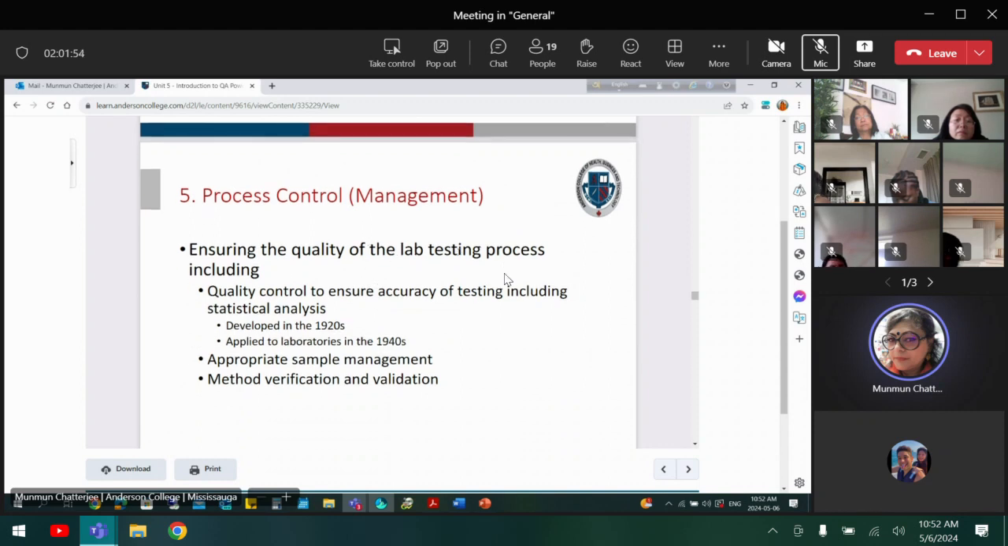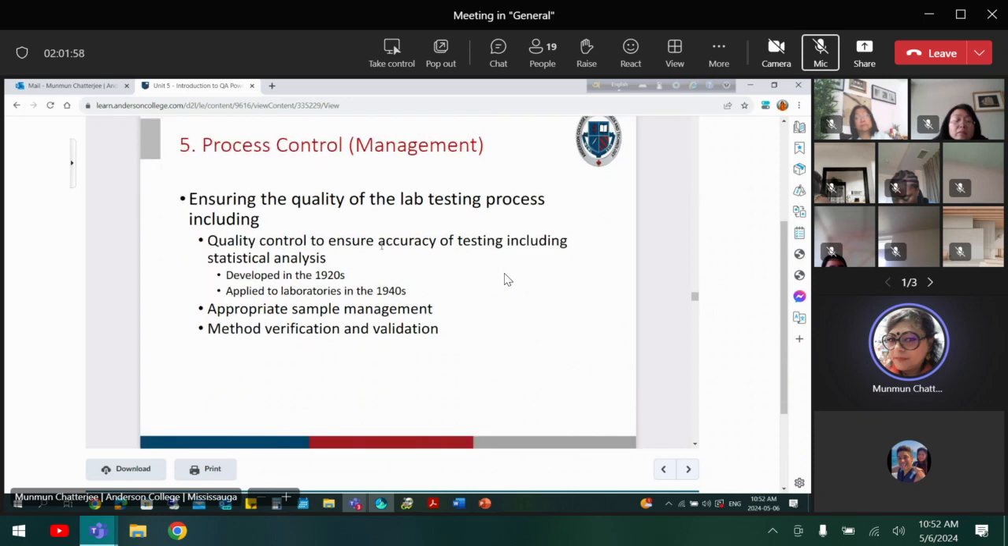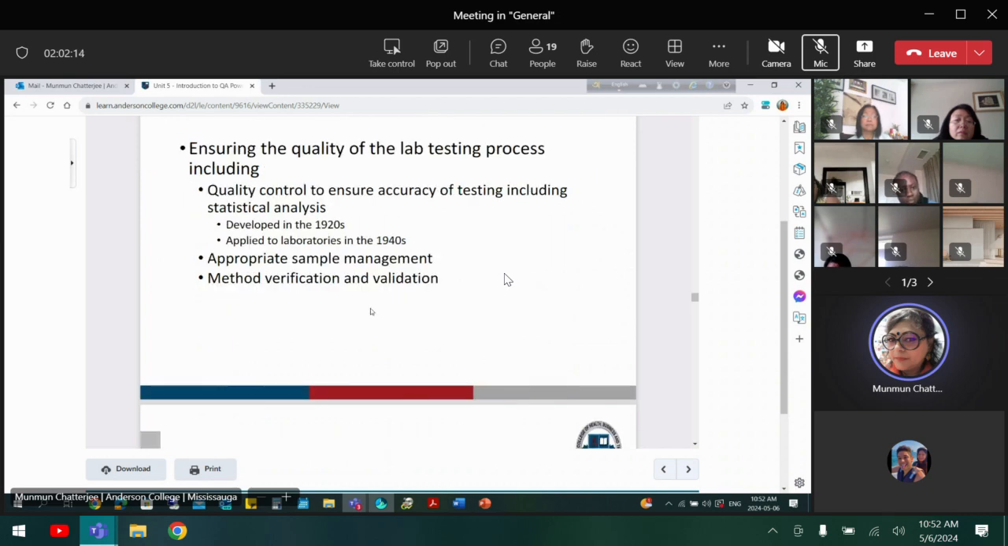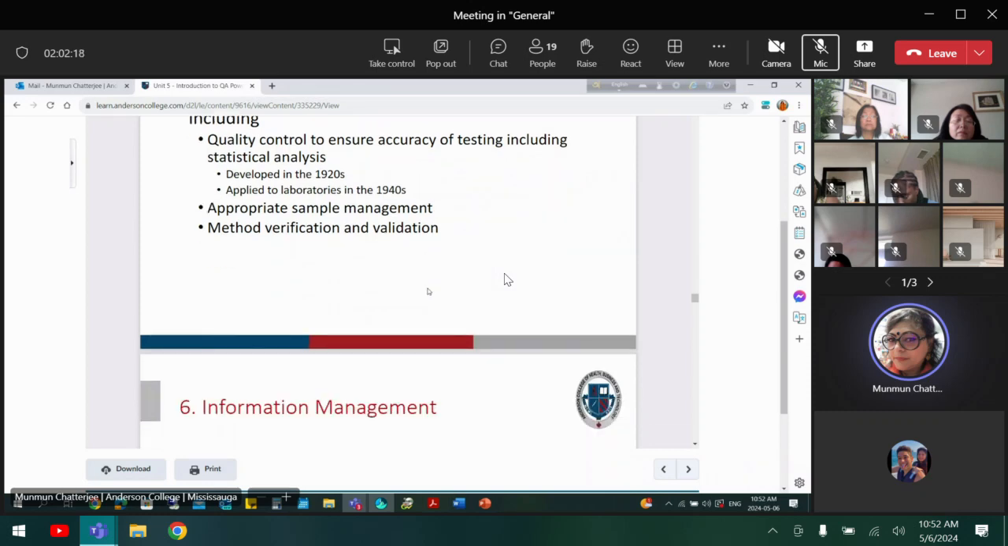Ensuring the quality of the lab testing process includes quality control to ensure accuracy of the testing, including statistical analysis, which, as I told you, was developed in the 1920s, so long before, and was introduced to the laboratories in the 1940s. It also includes appropriate sample management, method verification and validation.